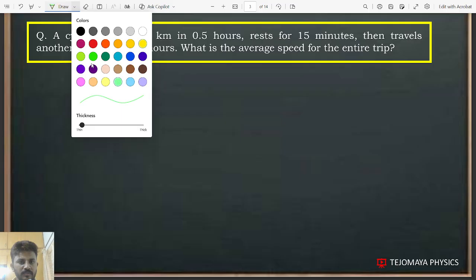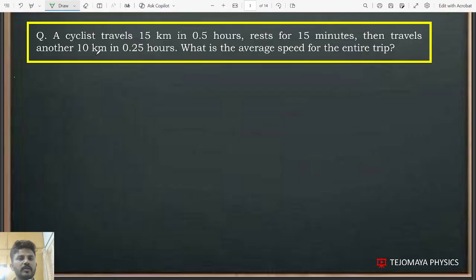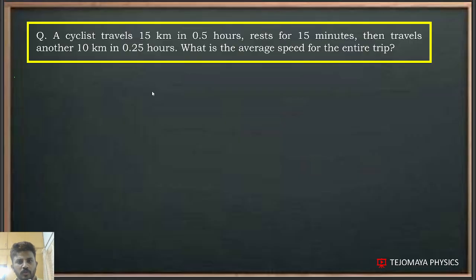Next, let us solve the next question. A cyclist travels 15 km in 0.5 hours. Let's consider here we have a cyclist. The cyclist travels how much distance? 15 kilometers. So I can write d1 is equal to 15 kilometer, in how much time? Time t1 is equal to 0.5 hour. So from here to here.